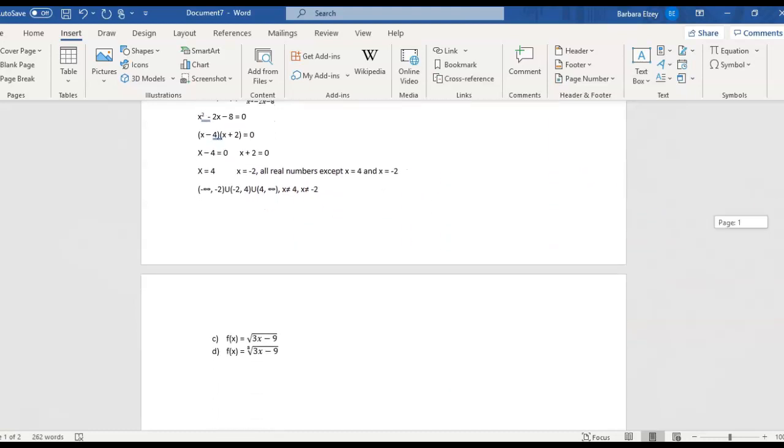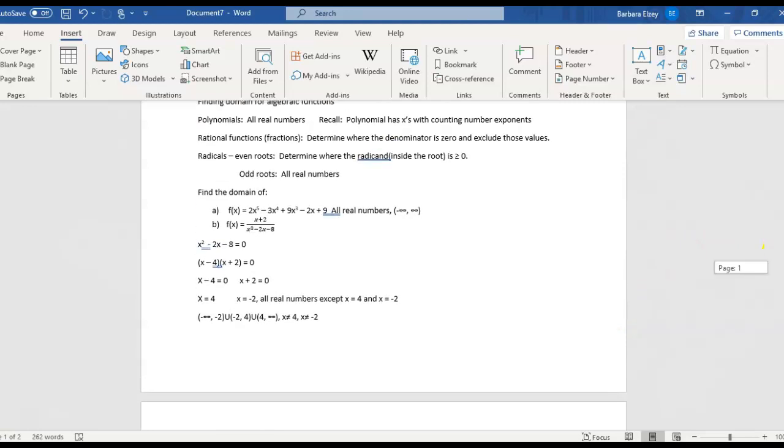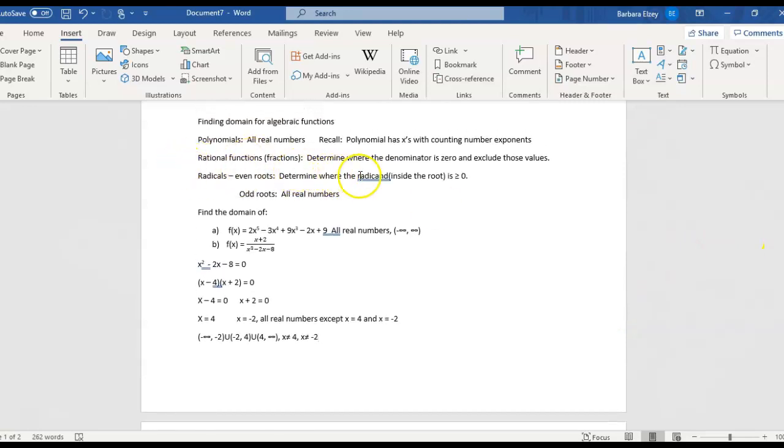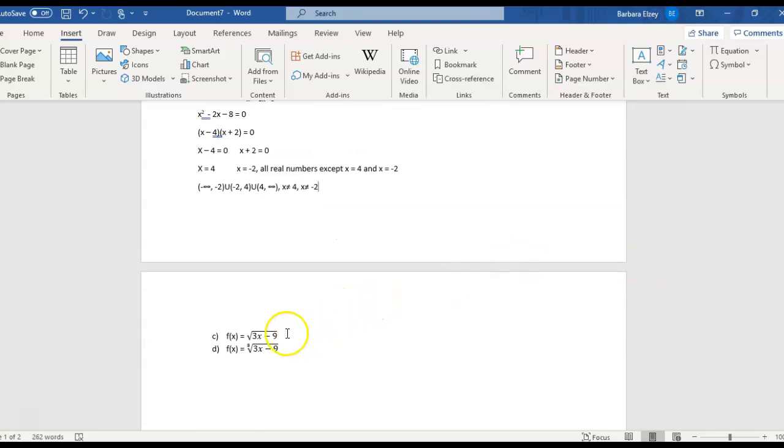All right, now let's go to C. Let's notice that we have a radical. We have a square root. A square is a 2 for the root, so that's even. Even roots, notice what it says, determine where the radicand inside of the root is greater than or equal to 0. So this is actually not too bad. All we're going to do is take what's underneath the square root, and we're going to set that greater than or equal to 0, and we're going to solve it.